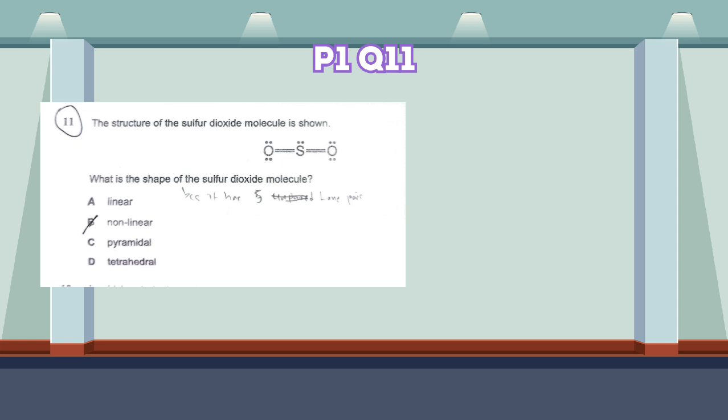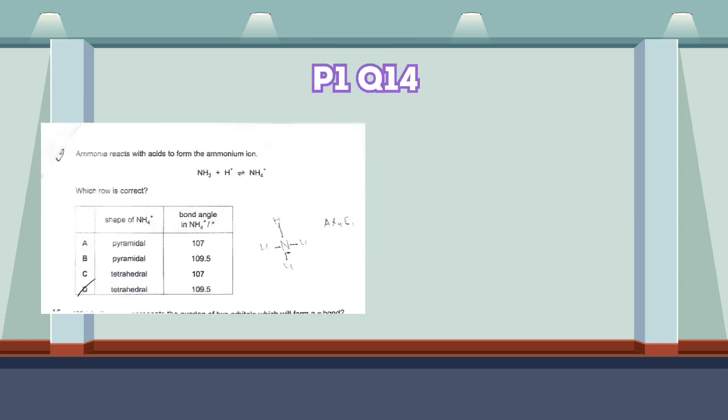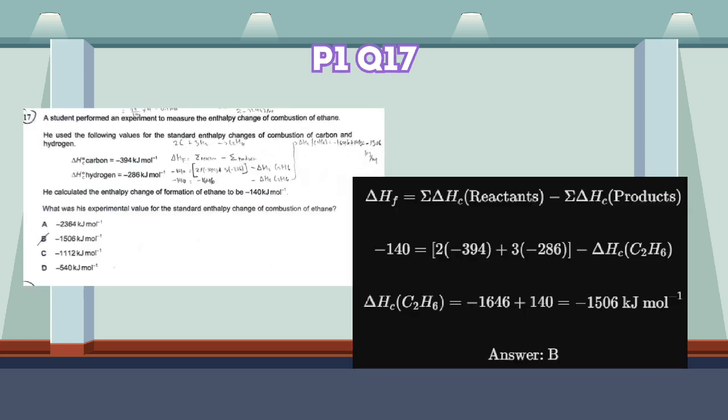The fourth question is from paper 1 question 11. The structure of sulfur dioxide is non-linear because it has a lone pair. And then the next question is from paper 1 question 14. Ammonia reacts with acids to form the ammonium ion. Which row is correct? The correct row is tetrahedral and the angle is 109.5 degrees.